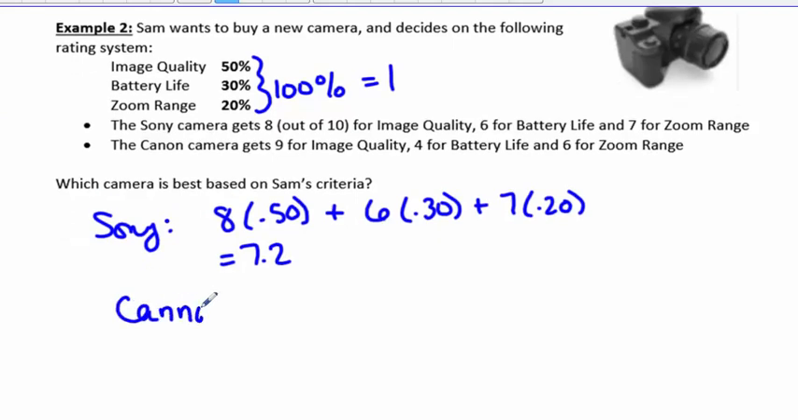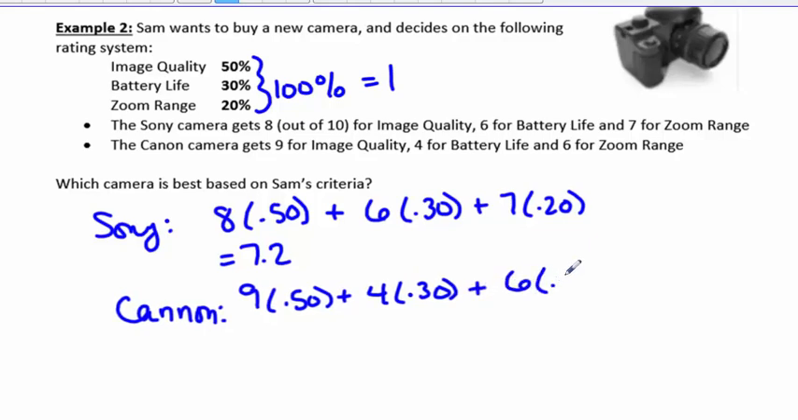Alright, now the Canon gets a 9 for image quality, so 9 times 0.5, plus a 4 for battery life, so 4 times 0.3, plus a 6 for zoom range, so 6 times 0.2. If we add all of that up, we're going to get 6.9. So this one gets a rating of 6.9 on Sam's scale.